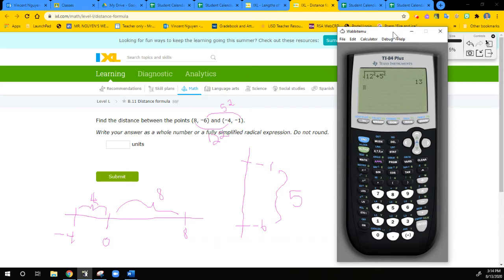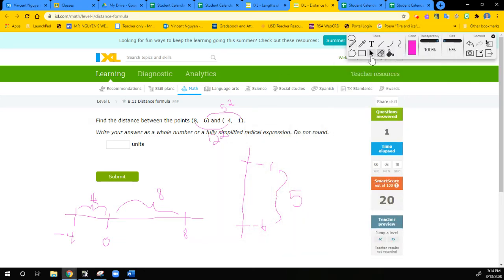Now, sometimes it's not nice, and then we have to simplify it, okay? Because the directions ask us to put this in simplified radical expression. Do not round, okay? So that makes it a little bit more challenging if we don't know how to work with our square root. Oh, what was the answer?